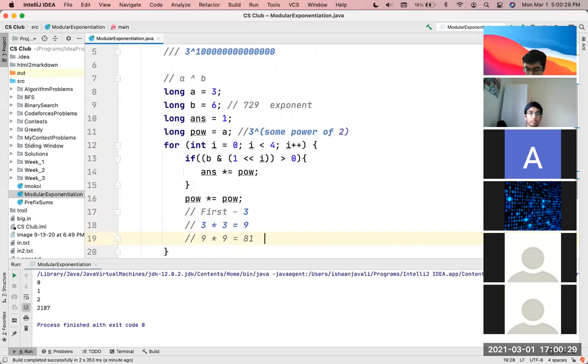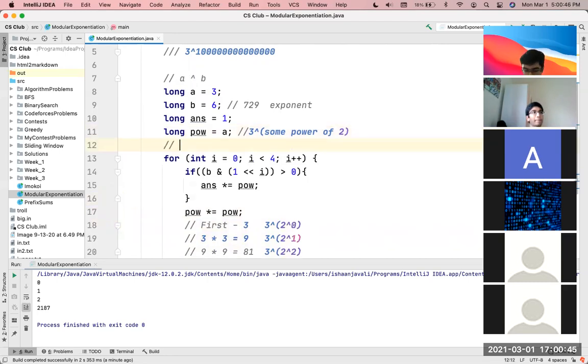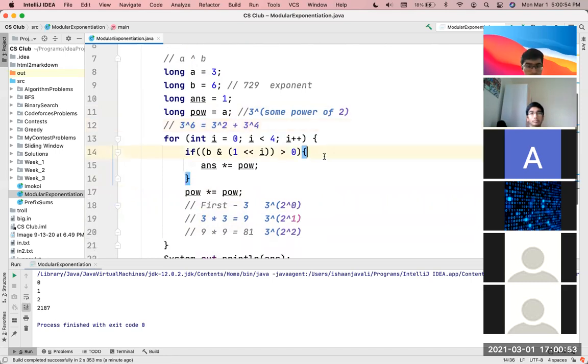And what this basically is, this is 3 to the power of 2 to the 2. This is 3 to the power of 2 to the 1. This is 3 to the power of 2 to the 0. And the reason we're computing pow is because remember what we said about the exponent: if we want to find 3 to the 6, this is equal to 3 to the 2 times 3 to the 4. So that's why we're increasing pow as we go. Pow is going to be each of these over here.